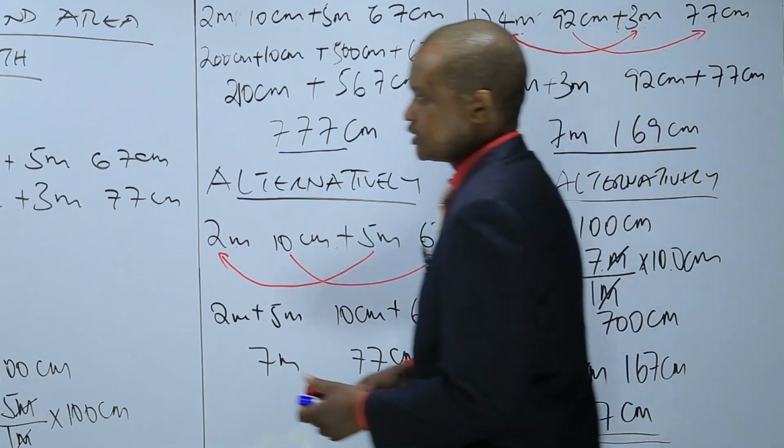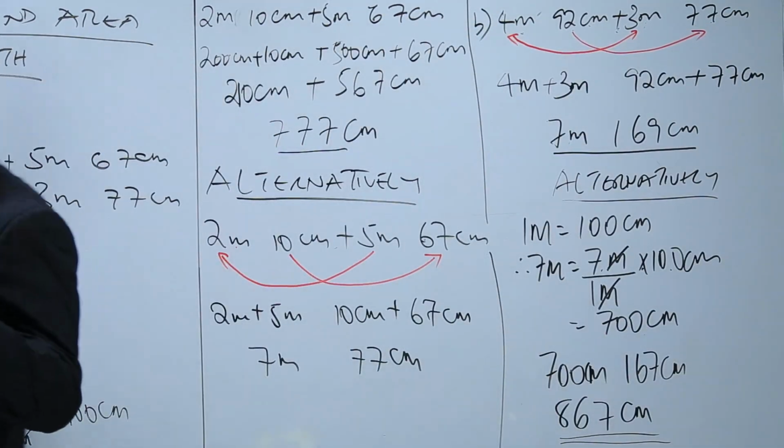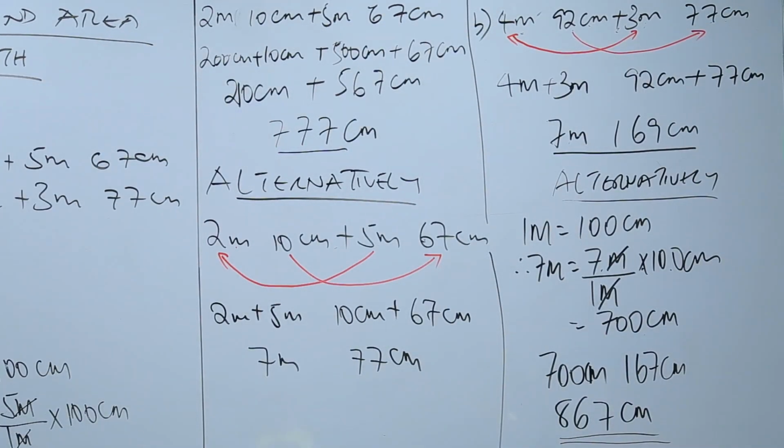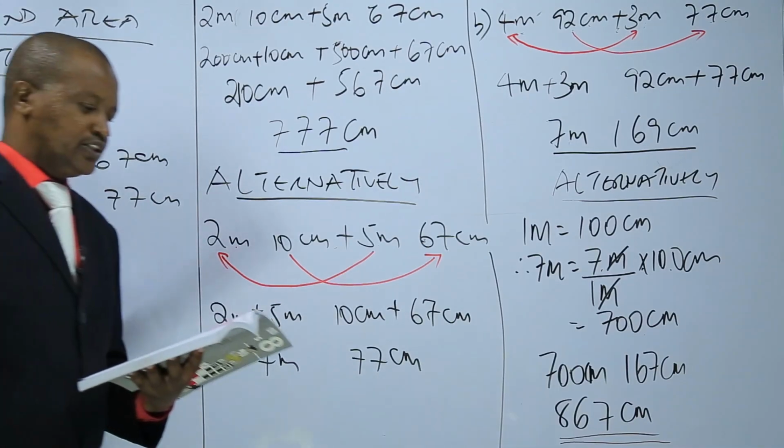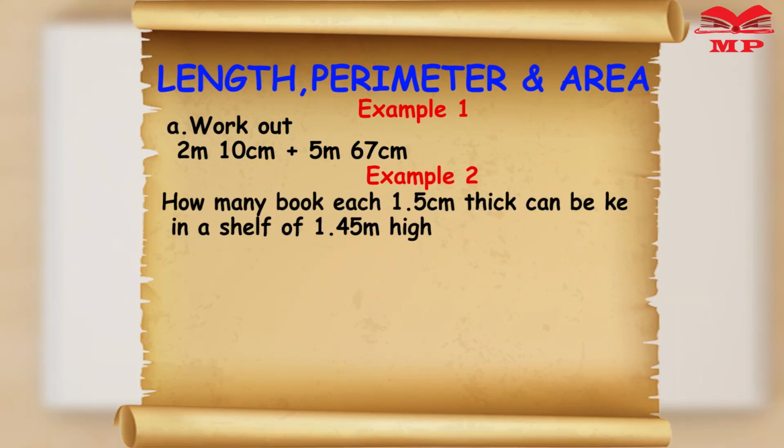I'm going to skip part C because I'll give you assignment. You will do part C, D, and E, so that we do together question 2. Question 2 reads, how many books, each 1.5 centimeters thick, can be kept in a shelf of 1.45 meters high?